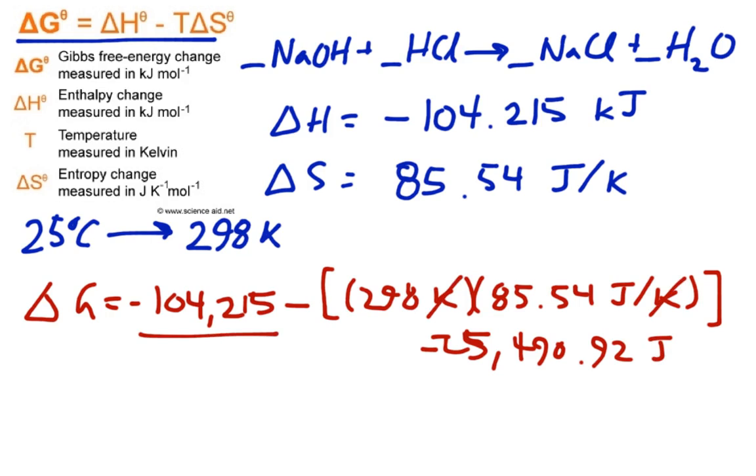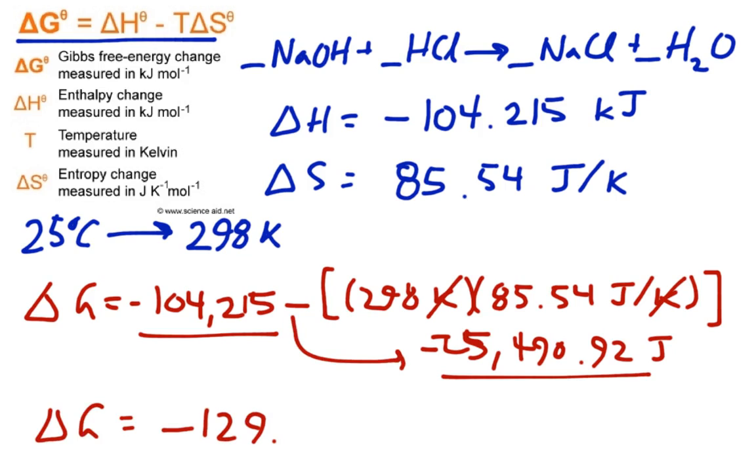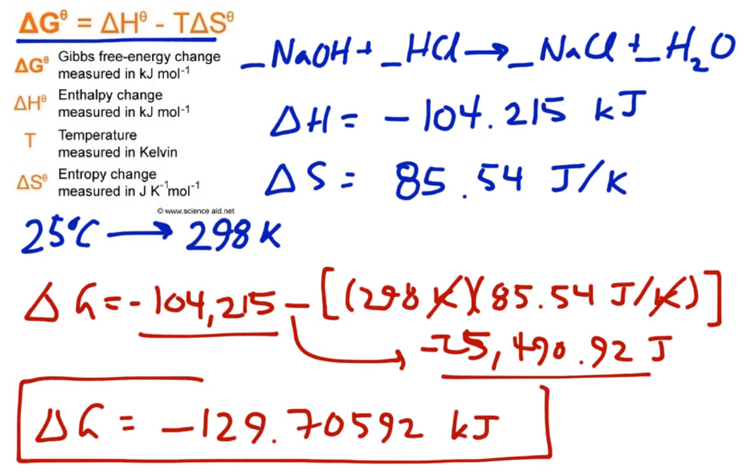When we take this negative value here and subtract this value here, this negative is the one that's here, we get that our delta G is equal to negative 129.70592 kilojoules. Because our value for delta G is a negative value, this is a spontaneous reaction and will take place all on its own. This is an introduction to Gibbs free energy and how we're going to use it to be doing our calculations in class.